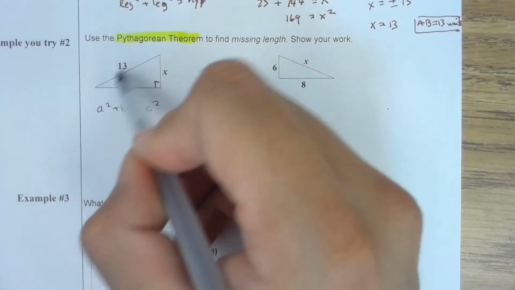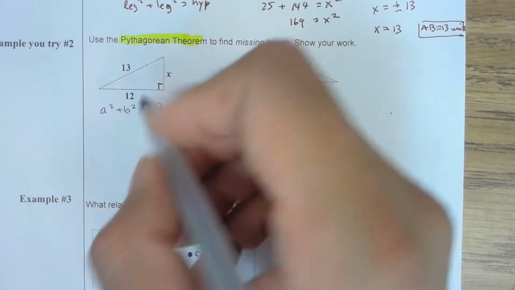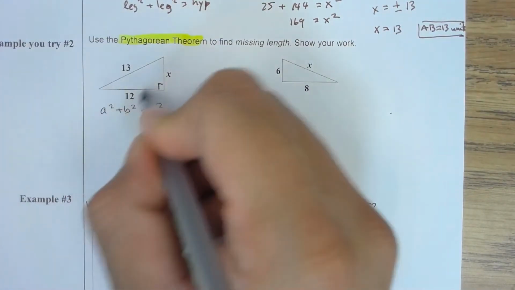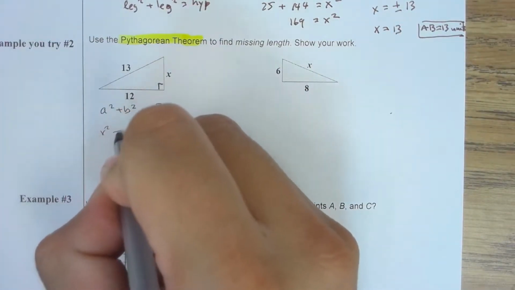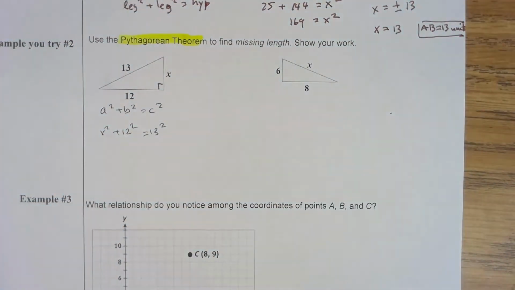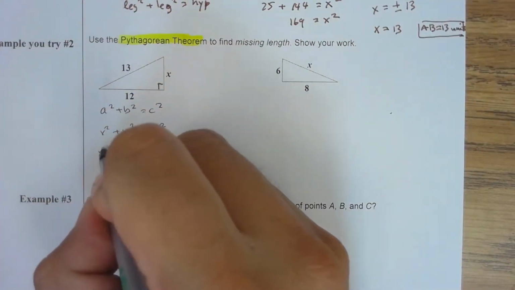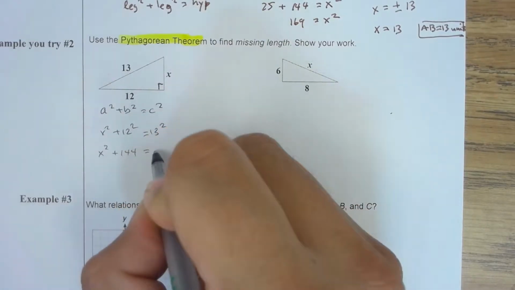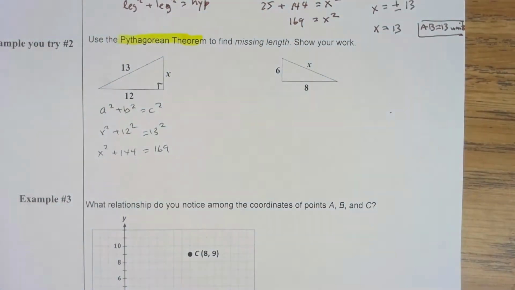So again, identify that the 13 right here is your hypotenuse. So put 13 here. The legs here are these two, so x squared plus 12 squared. X squared, that's what we're trying to solve. 12 squared is 144 equals 13 squared, 169.